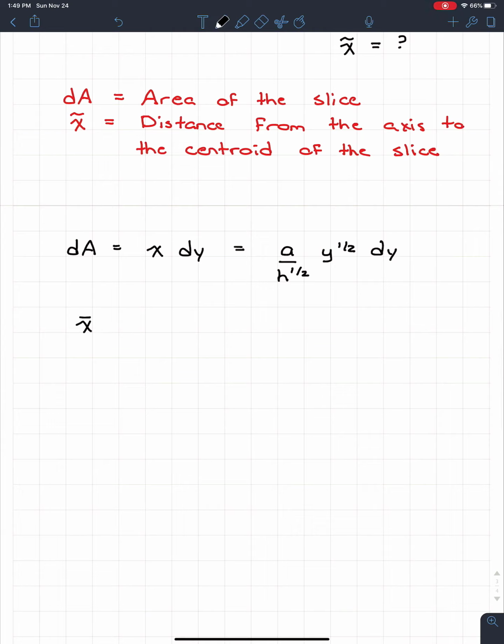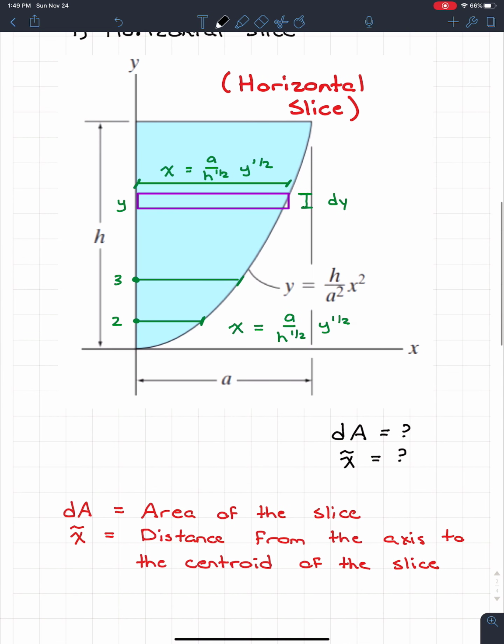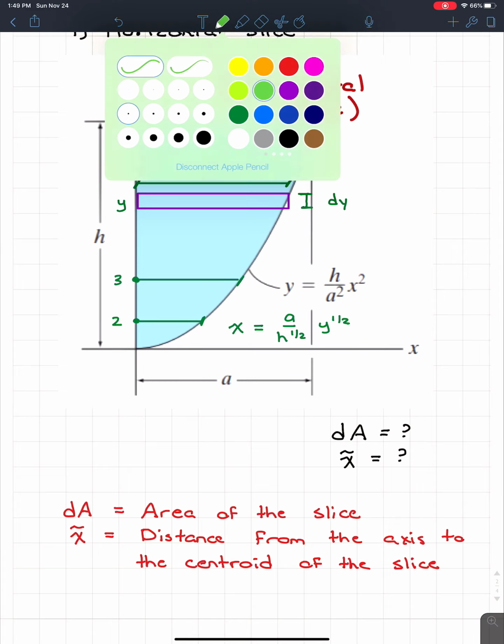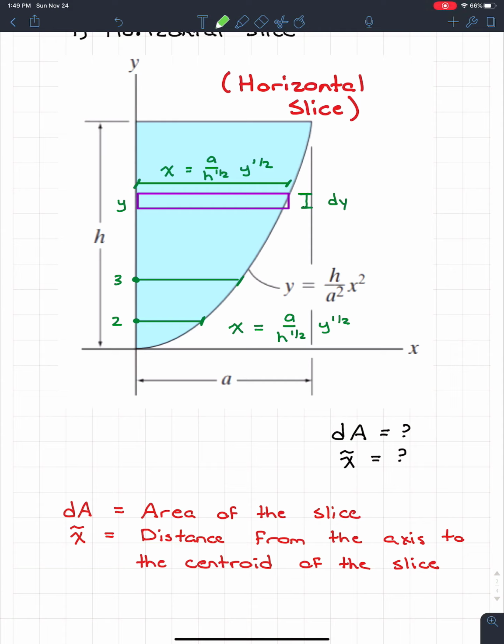So for moment of inertia, I always put x bar, but it's not x bar. X bar is our actual final answer. We're looking for x squiggle. So remember, looking at what we defined down here, our x squiggle is going to be the distance from the axis to the centroid of the slice. So if we look at the slice right now, well, we know the centroid of a rectangle is right in the center. So we know that the centroid is going to be right here.